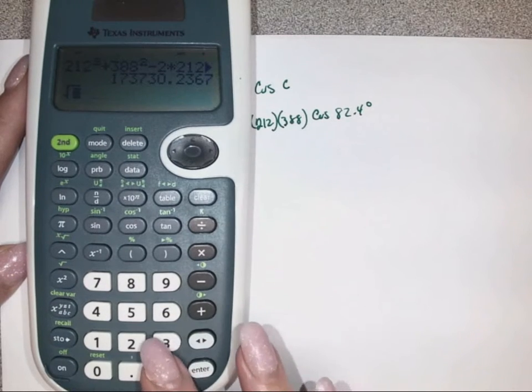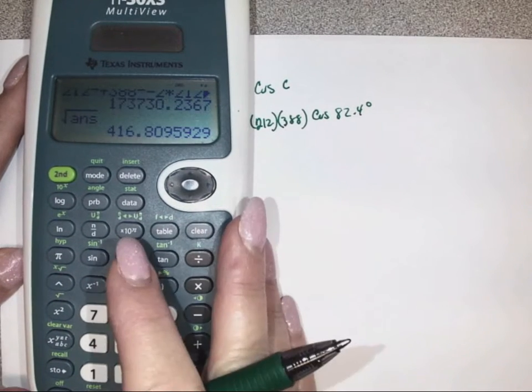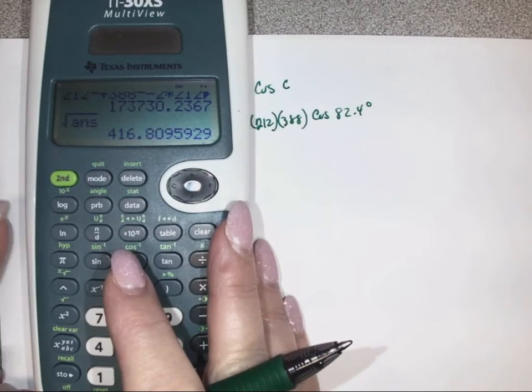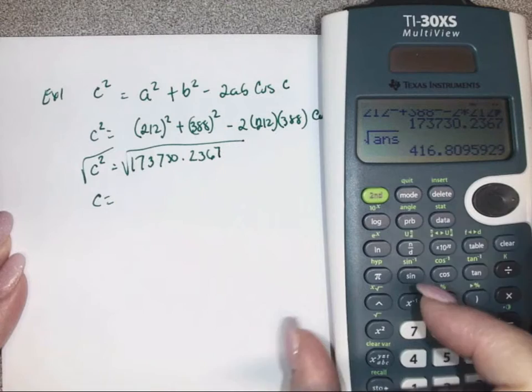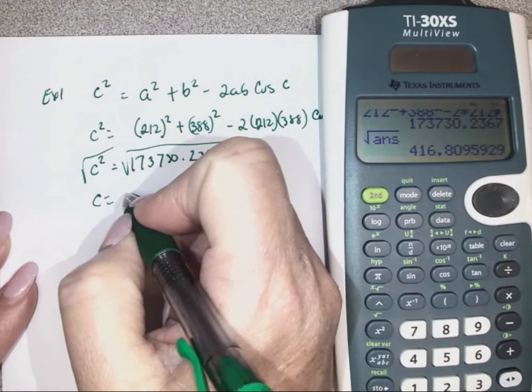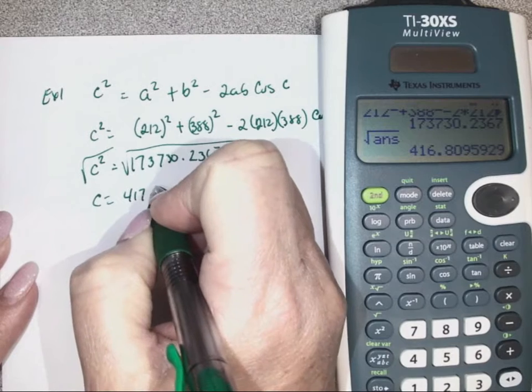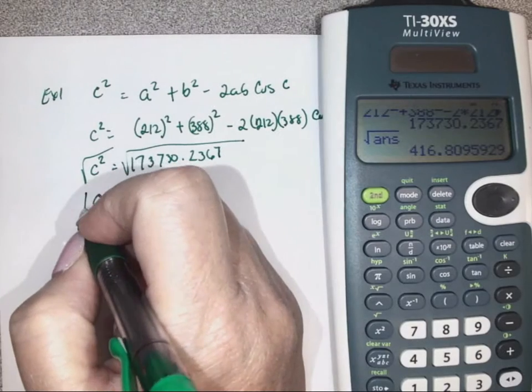So I'm again pushing that answer key. So I'll have to type that in. And I get 416.809. We're going to go with 417 feet because the other distances were not decimaled. So 417 feet. Now, this is not going to be a plus or minus because distance cannot be minus. And that's our answer.